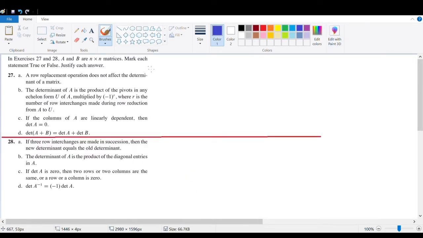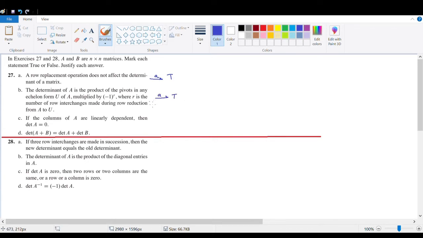In exercises 27 and 28, A and B are n by n matrices. Mark each statement true or false, justify each answer. So A, a row replacement operation does not affect the determinant of a matrix. This one is directly true. B, the determinant of A is the product of the pivots in any echelon form U of A multiplied by minus 1 power R, where R is the number of row interchanges made during row reduction from A to U. This one also is true.